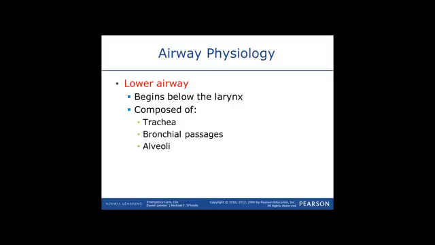So we talked about the lower airway, right? It begins at the larynx, or right there at the top of the trachea, and then is composed of trachea, bronchial passages, and the alveoli, okay? Again, don't forget to make sure you understand the upper airway and lower airway. Make sense to everybody? Pretty easy, pretty straightforward stuff.